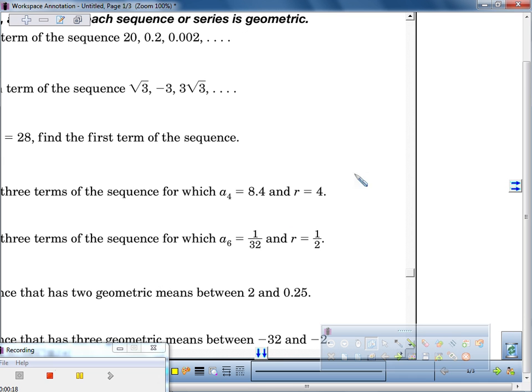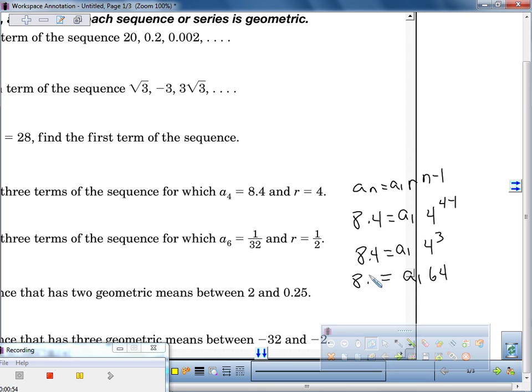And we're going to use our formula again of a sub n is equal to a1 times r to the n minus 1. Well, we know a sub n is 8.4. We know a1 we don't know, so we're going to solve for it. And then we know r is 4. And we know that this is to the fourth power, or n is 4, and then we'll subtract to get 3. So we have 8.4 is equal to a1 times 4 to the third power.